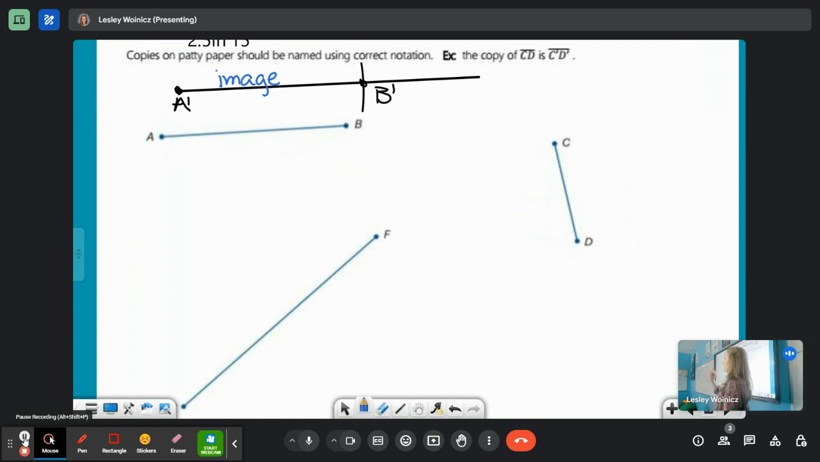Okay, when I look in the mirror and I see my reflection, I see an image of myself. Myself is still on this side of the looking glass. The reflection is the image. You understand what I'm saying? The original, the OG, Mrs. W, is not the image. I'm the pre-image, and so is segment AB. This is the pre-image.